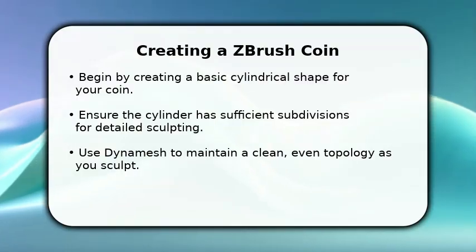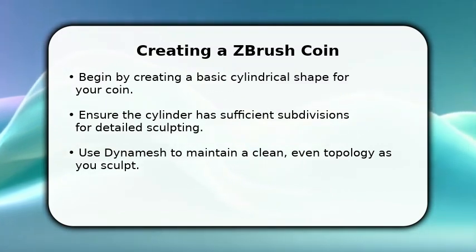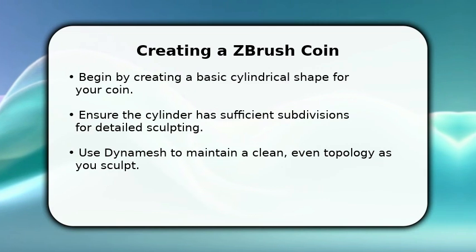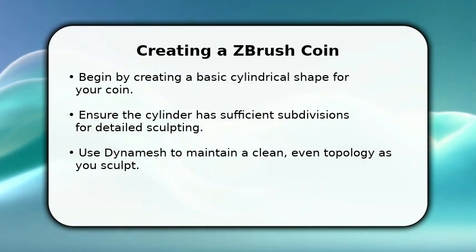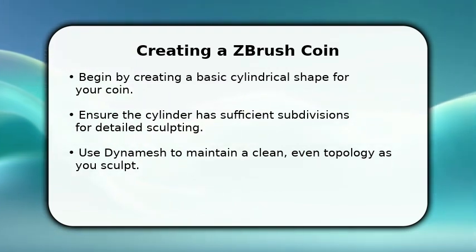In this video, I will explain how to make a coin in ZBrush. We'll start by creating a simple cylindrical base mesh, which is the foundation for our coin. It's important to give your cylinder enough subdivisions, perhaps 5 to 8 million polygons, to capture fine details later.